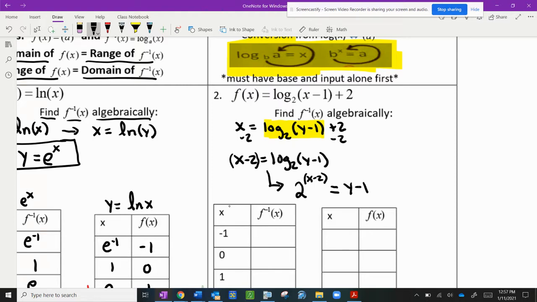Now to get this completely by itself, I'm going to need to add this 1. Now remember, this is going to be a vertical shift up or down, so I'm not going to add it to the 2 or anything up here. I'm going to add 1 over here, on the outside, and I'm just going to tidy that up. So f inverse is equal to 2 to the x minus 2, and then a plus 1.